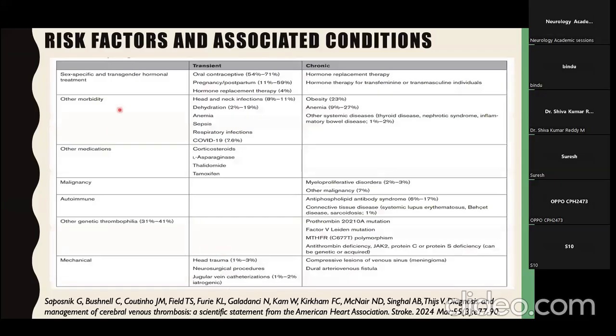Coming to risk factors and associated conditions. Risk factors can be divided into transient and chronic. Transient risk factors include the use of oral contraceptives, pregnancy and hormone replacement therapy in females, and also head and neck infections.